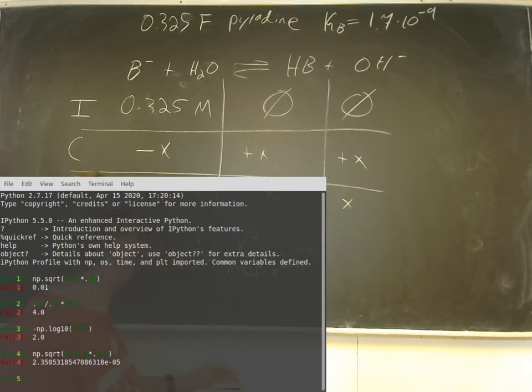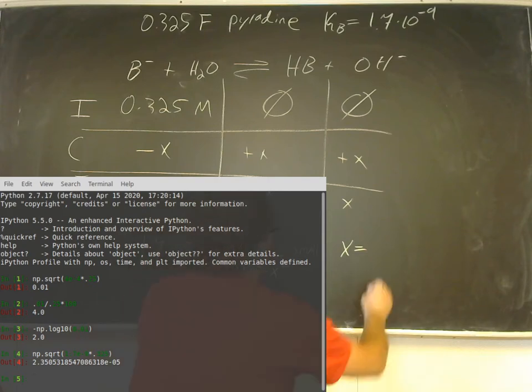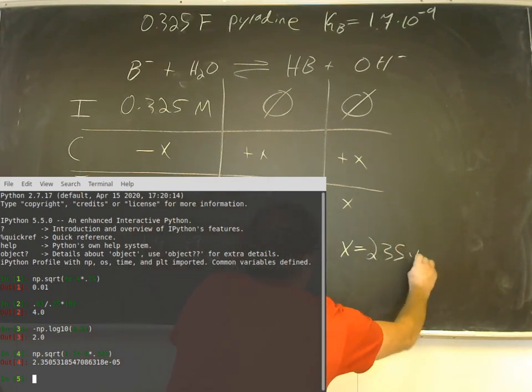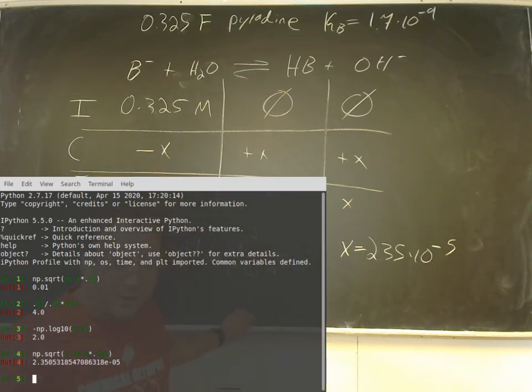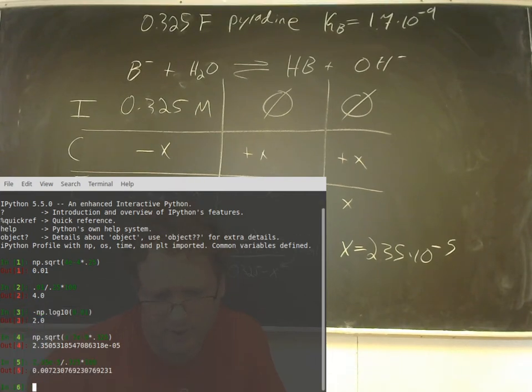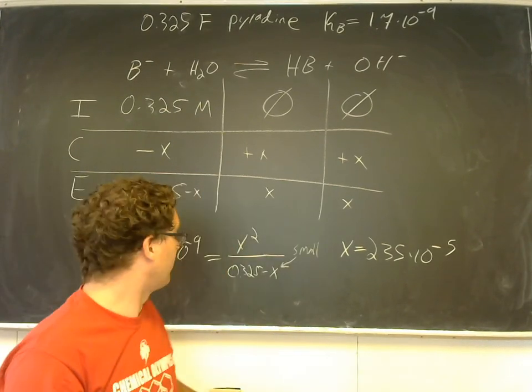And I get a value x is equal to 2.35 times 10 to the negative 5th. Now if we wanted to, we could take 2.35 times 10 to the negative 5th and divide it by that initial concentration, 0.325, times 100%, and we see, are we at or below 5%? Well, it looks like we're at about 0.07 of a percent, and so that approximation was very valid.